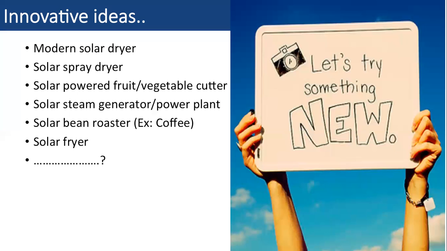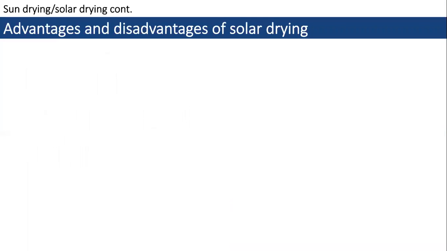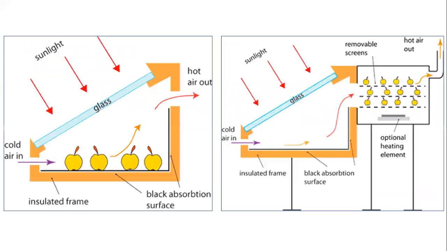So there are techniques that are available, and you are technologists, so you can do some innovations, right? You can develop some modern solar dryers. You can develop modern spray dryers, right? What are the spray dryers you can see? And solar powered fruit or vegetable cutters, solar steam generators, solar bean roasters, solar fryers. Likewise, you can develop these things. These are some of my examples. You can imagine we have this process. We have this process. So, how to convert all these techniques into modern technologies?